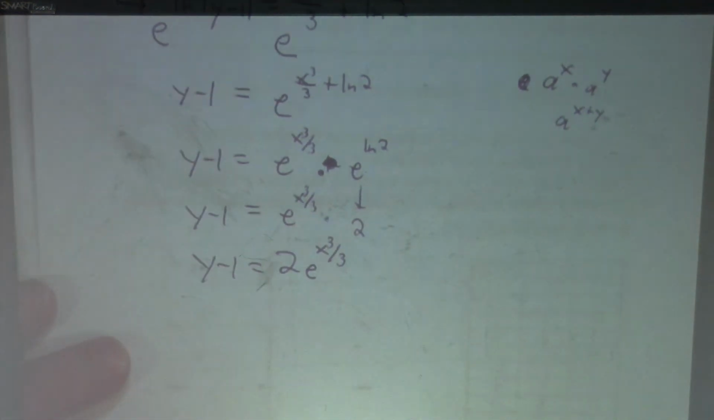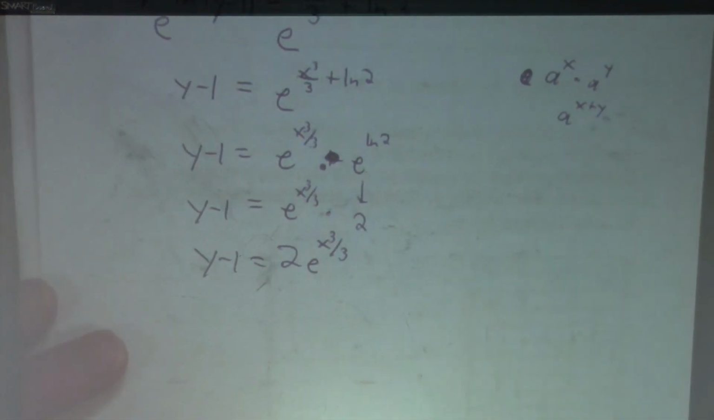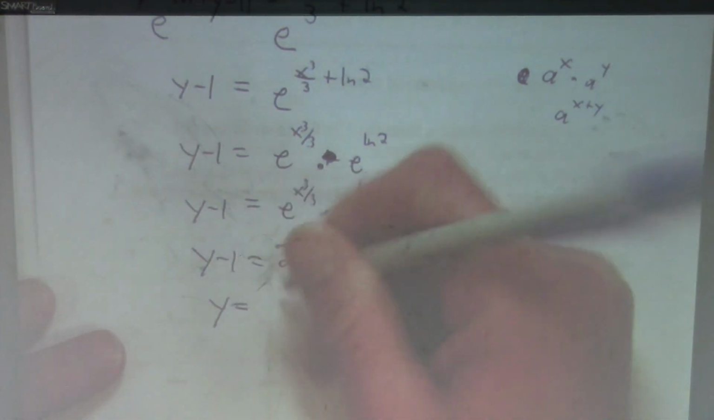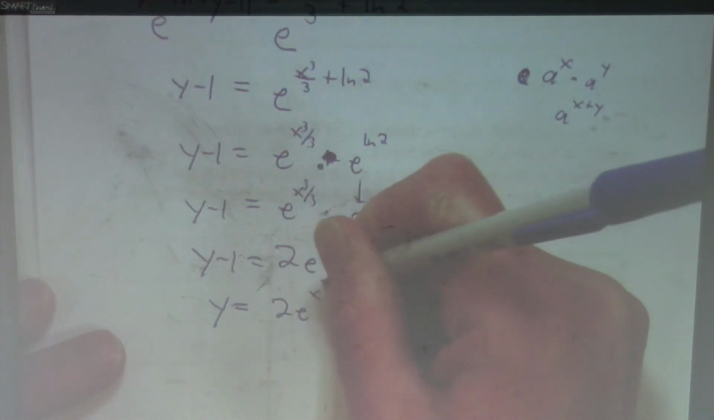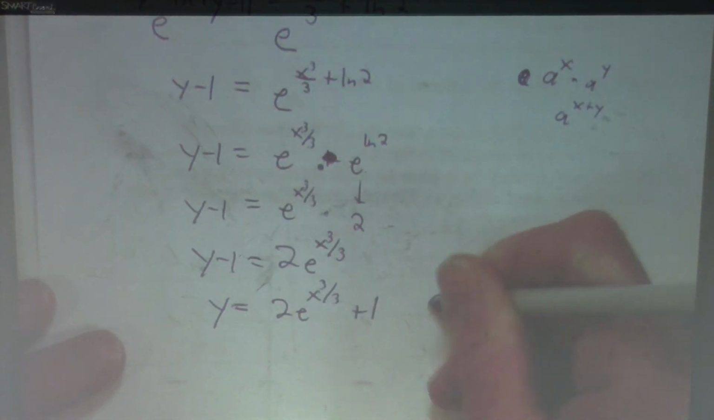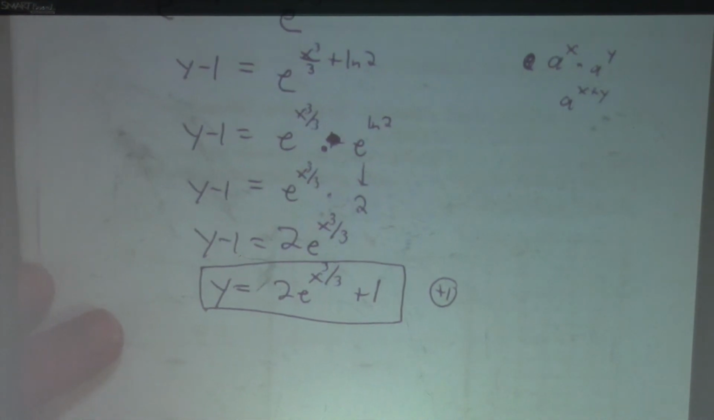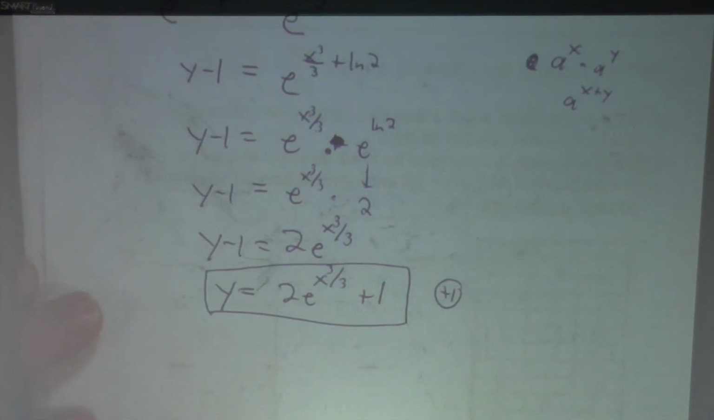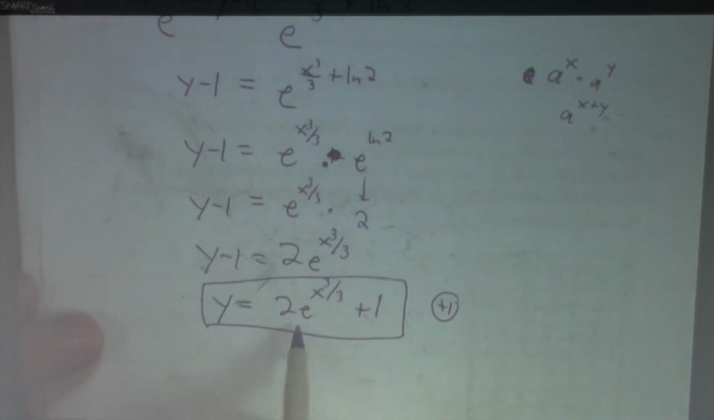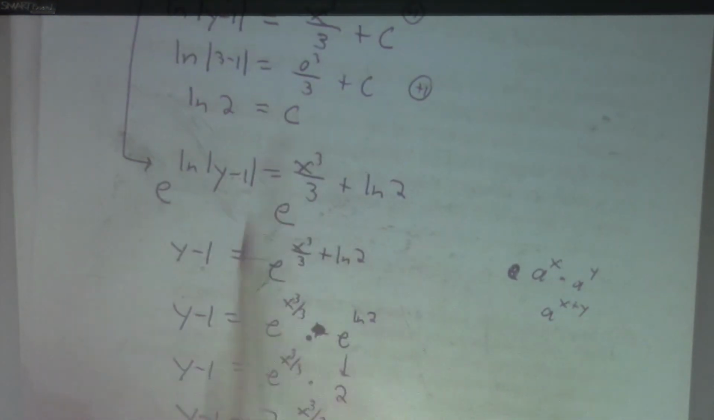So I have y minus 1 equals 2 times e raised to the x cubed over 3. Add 1 to both sides and we are done. And your last point would have come from solving for y. Y equals 2e raised to the x cubed over 3 plus 1. That is the particular solution with the initial condition stated that would go with this slope field.